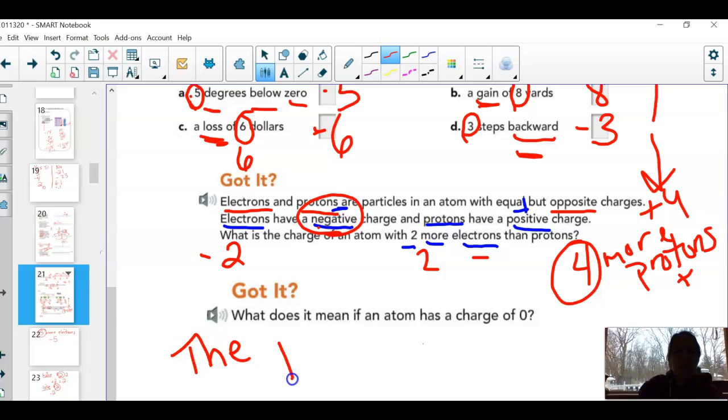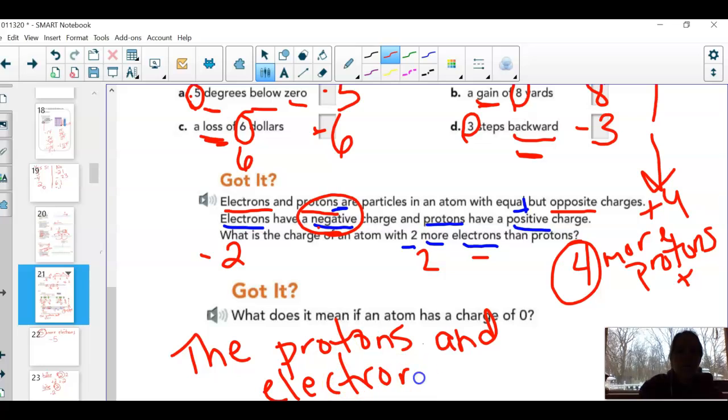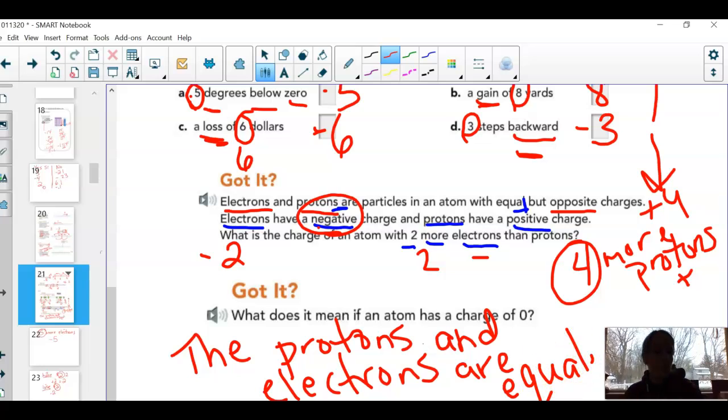If you said the protons and electrons are equal, or there are the same number of protons and electrons, you would be correct. Very good. Okay, or in Spanish, hay la misma cantidad de protones y electrones. Okay, that's why it equals 0. Este es porque este es igual a 0.